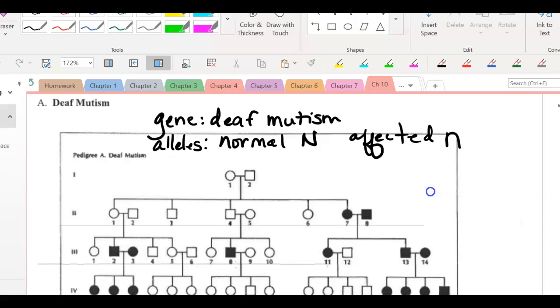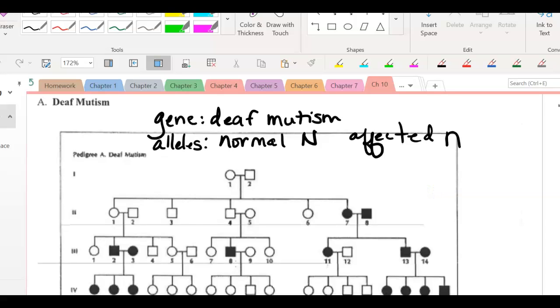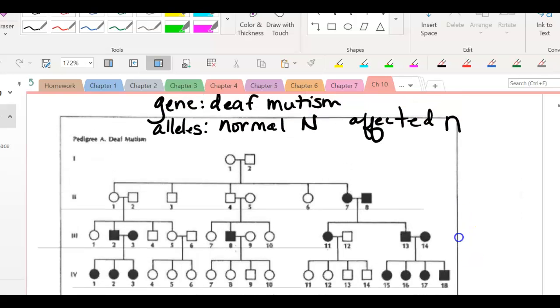So let's look at our very first disease, and it's going to be deaf mutism, people who suffer from hearing loss and a lack of being able to communicate verbally. That gene is an autosomal recessive disorder. So most people don't have it. If you have it, it is a recessive disease, and so that allows us to then track it.